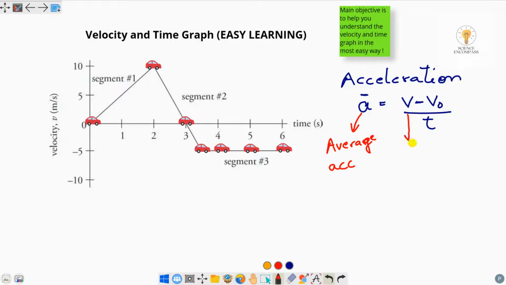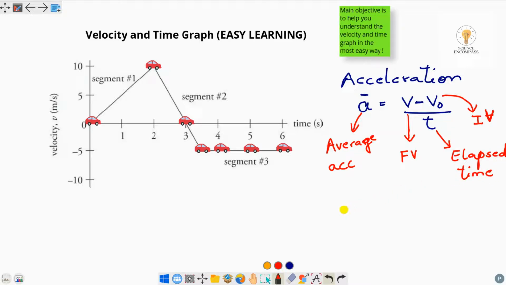And this v over here, that's the final velocity. Now this v naught is the initial velocity or the starting velocity, and t is nothing but the elapsed time. Now we just have to plug in the numbers.